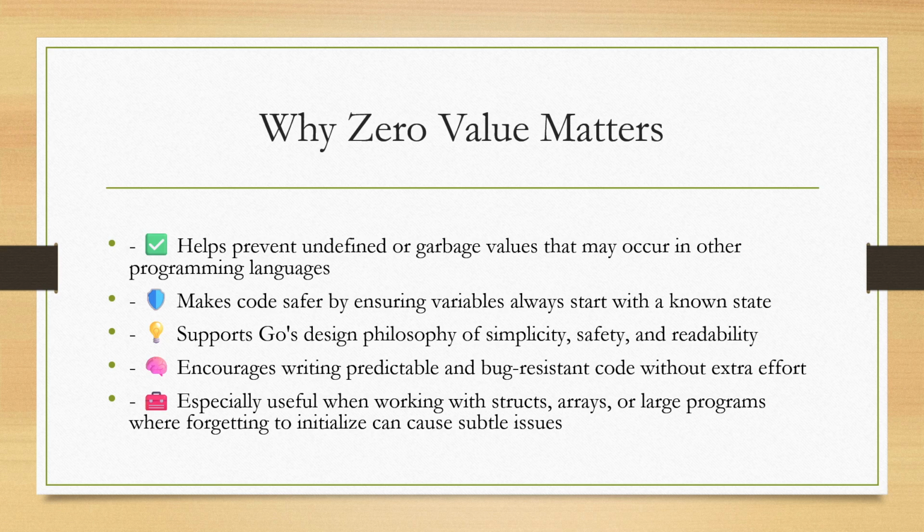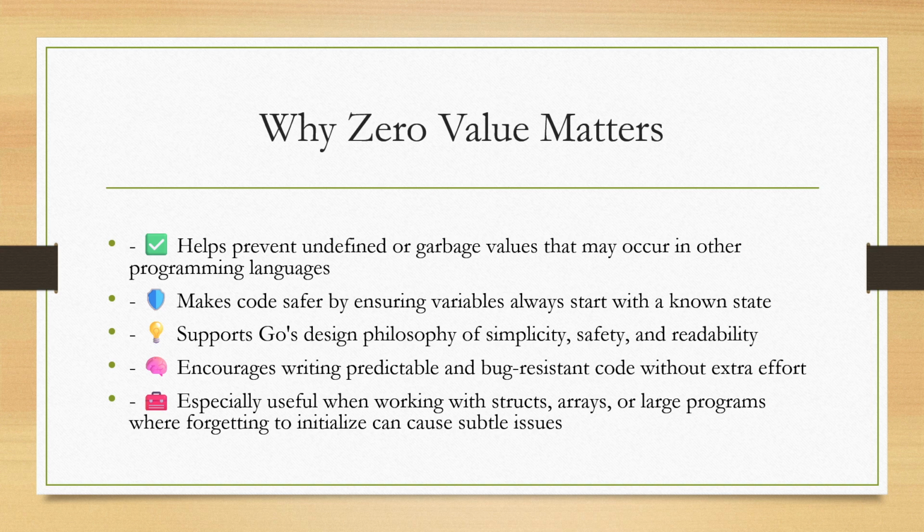So in Golang, every variable you create, even if you do not assign a value to it, will automatically have something called the zero value. Now, is this a big deal? Let me explain with a simple example. Imagine you are in a college exam and you forget to fill in your name on the answer sheet. In most cases, the teacher will not know who wrote it, right? That's kind of what happens in some other programming languages. If you do not initialize a variable, it may contain garbage data, like random junk left in memory, and that can create weird bugs which are super hard to find. But Go doesn't let that happen.